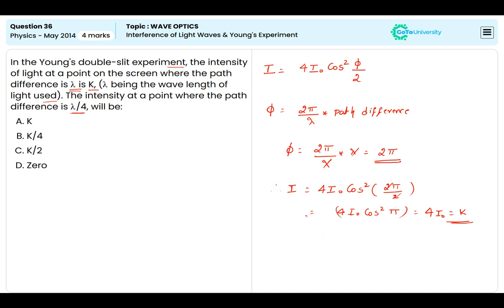Then when the path difference is lambda by 4, phi is equal to 2 pi divided by lambda into lambda by 4. Lambda gets cancelled, so that is pi by 2. If we substitute this in the intensity at the point, then I is equal to 4 times I naught into cos square pi by 4, that is equal to 2 into I naught.